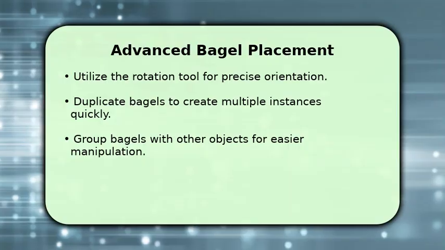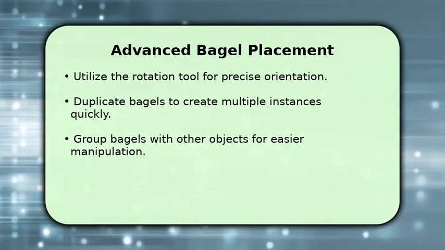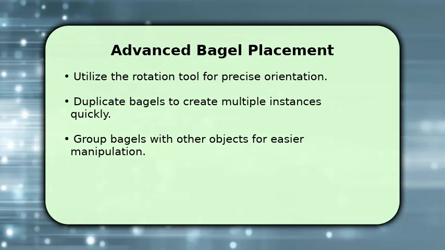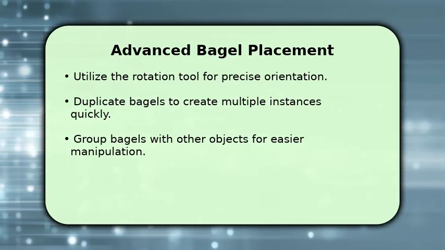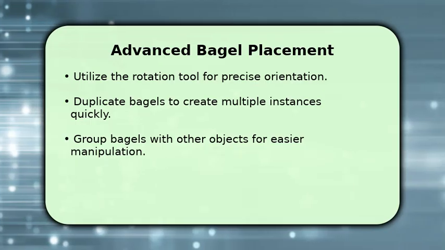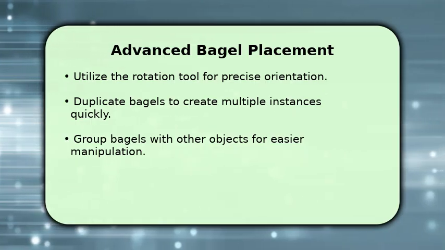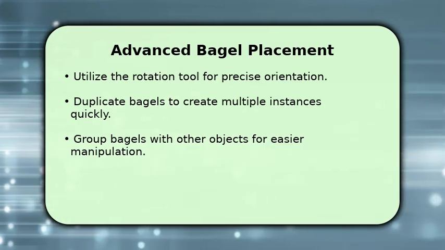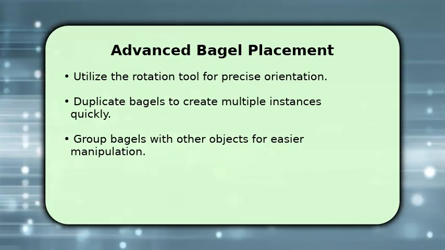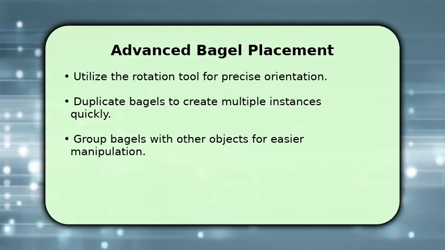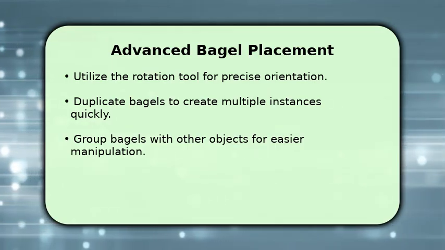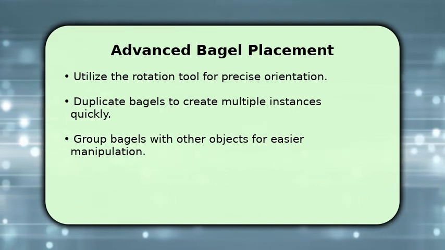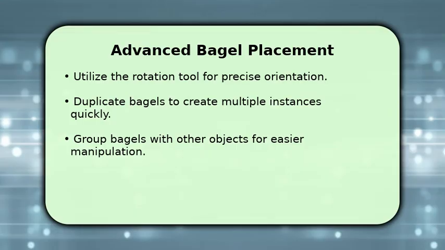For more intricate scenes, advanced placement techniques are key. Use the rotation tool to precisely orient your bagels, ensuring they sit naturally on plates or counters. To quickly add many bagels, simply select one and use the duplicate function. This saves a lot of time. You can also group several bagels or bagels with other food items, allowing you to move and manipulate them as a single unit, which is incredibly useful for setting up entire breakfast spreads.